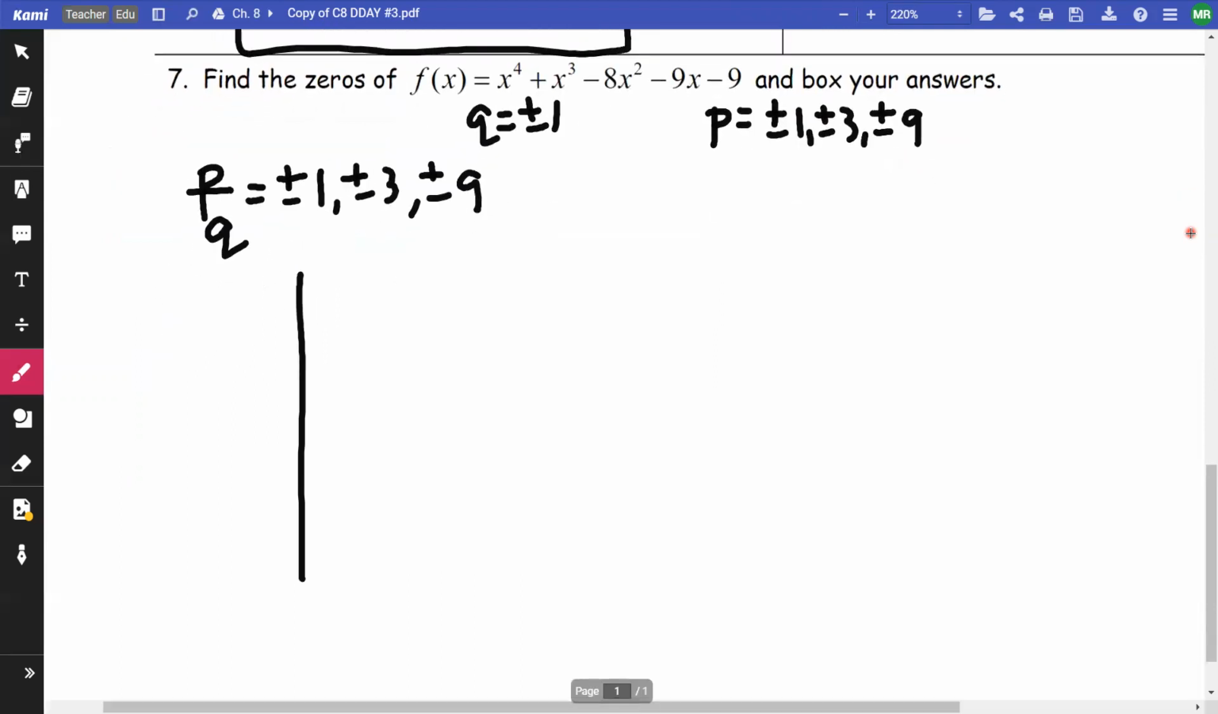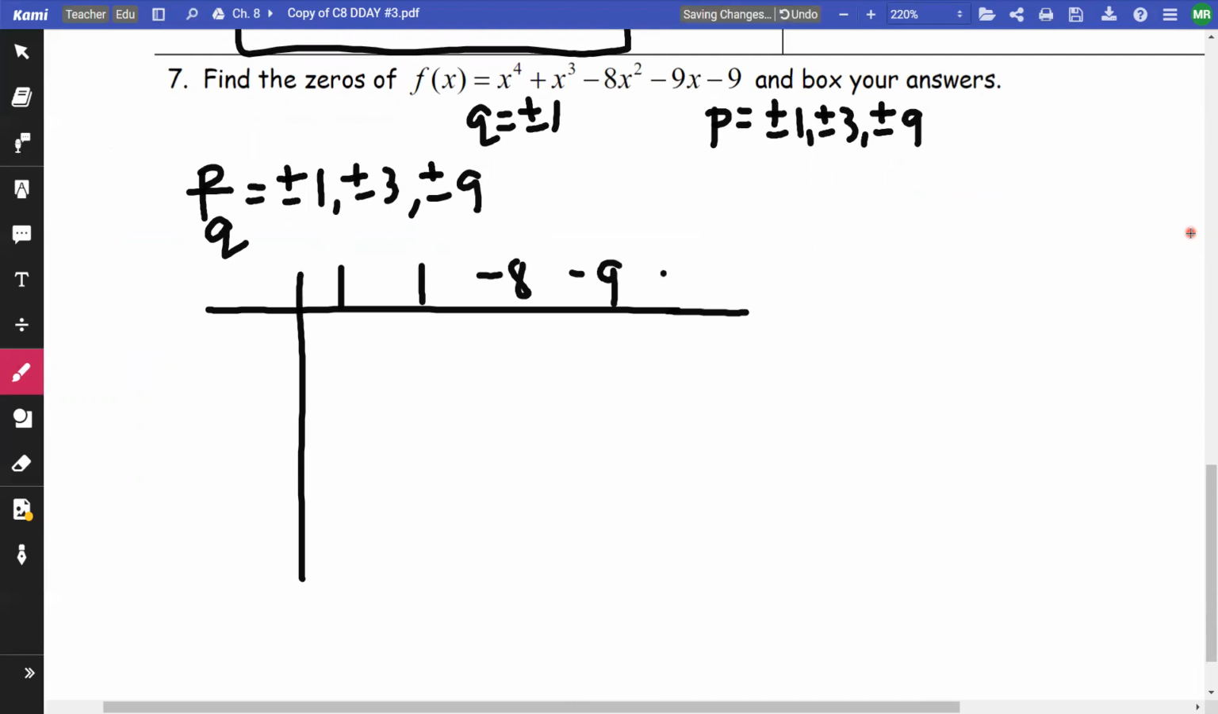I'm going to do this in table form. 1, 1, -8, -9, -9. Let's say I start with 1, bring down my 1. 1 times 1 is 1. I add it, I get 2. 2 times 1 is 2. I add it, I get -6. -6 times 1 is -6. I add it, I get -15. -15 times 1 is -15. I add it, I get -24.